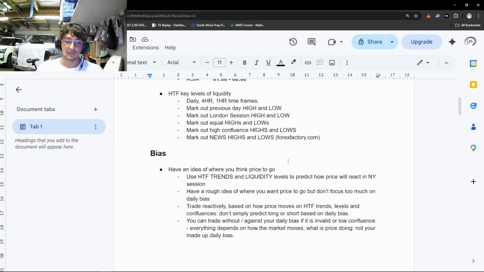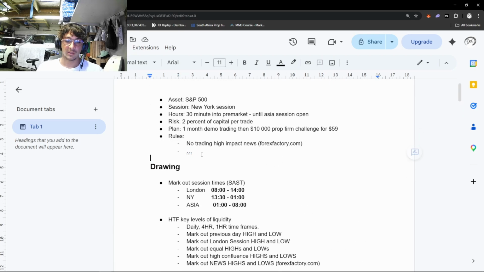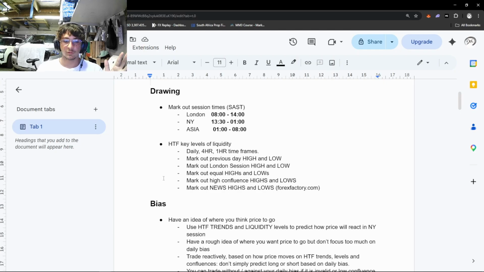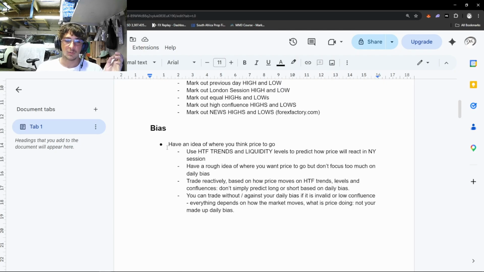Okay, I haven't written the rules here. It's kind of unfinished, but we'll get to that. Bias. After we're done drawing, we establish a bias. We have an idea of where we think price will go.